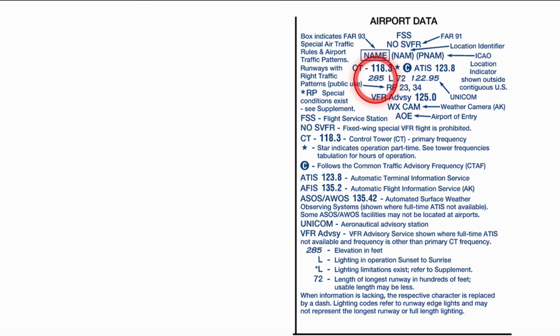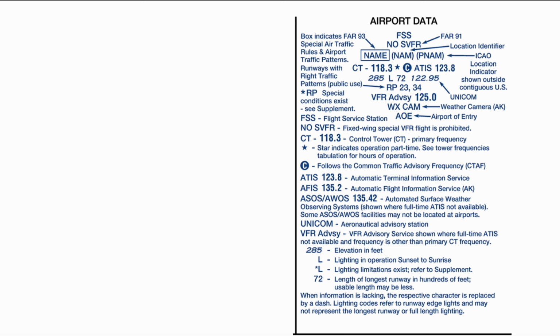Underneath that, it says 285, and what that means is the elevation of the airport right here. Then there's an L, and that means that the lighting is in operation from sunset to sunrise. A lot of times you'll see that L with a little asterisk or star on the left side of it, and that means that lighting limitations exist. So you got to check the chart supplement to understand what those limitations are.